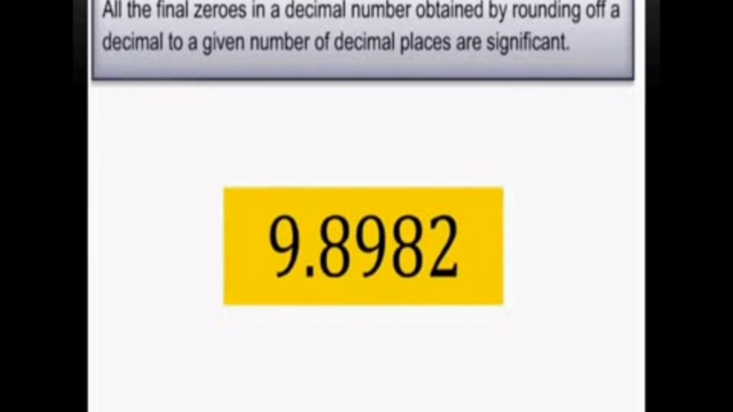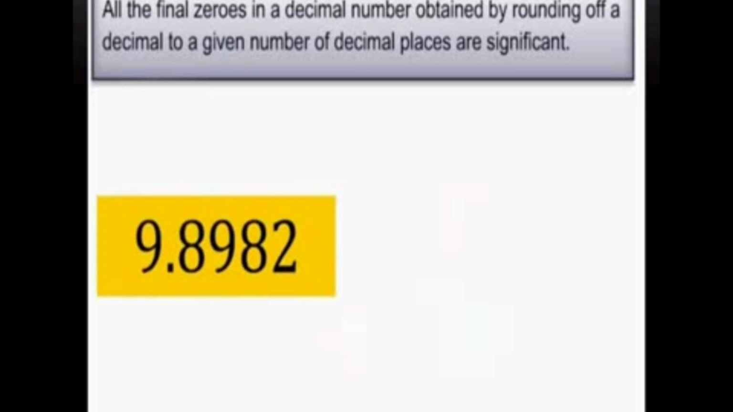Next, fifth rule. All the final zeros in a decimal number obtained by rounding off a decimal to a given number of decimal places are significant. So see, now we are going to take one decimal number, 9.8982. It has a decimal part. After that, the total significant numbers are 5.